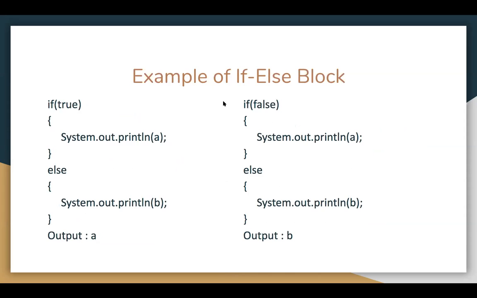Example of an if-else block. Basic examples. Over here on the left, you see if true, it prints, so of course it would print A. Because it prints A since it's true, it skips over the else block. And over here on the right, since it's false, it skips over the if and goes directly to the else, and it prints out B.